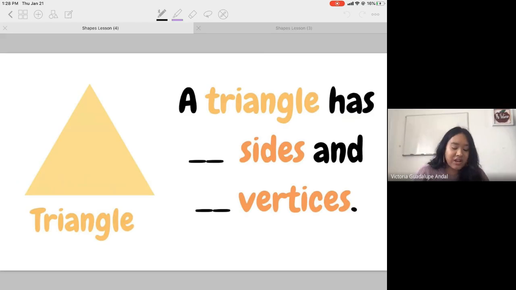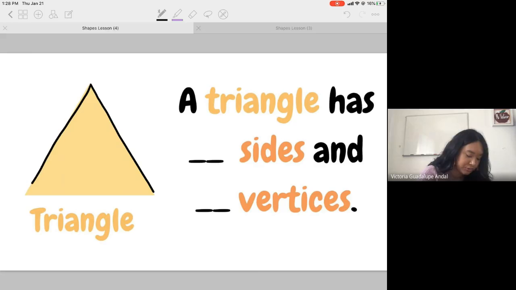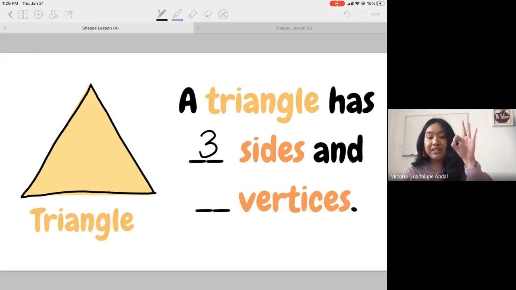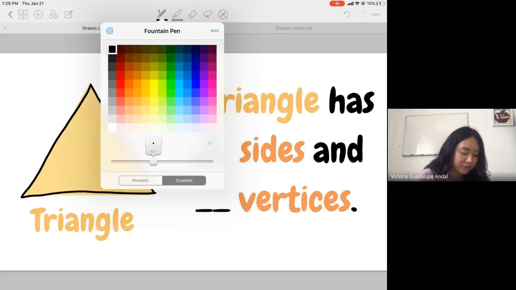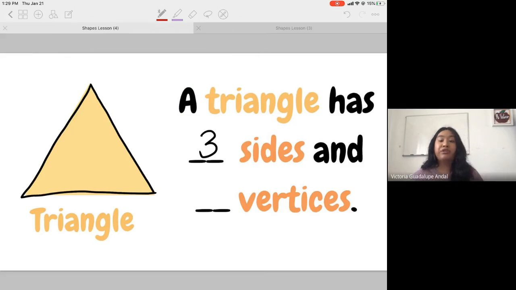Here I have a sentence for you. It says a triangle has blank sides and blank vertices. If we look at our triangle and count how many lines we have, we would have 1, 2, and 3. We would have 3 sides. If we have 3 sides, let's go ahead and see how many vertices we have. Remember, a vertex is where two lines meet. So we have 1, 2, and 3.